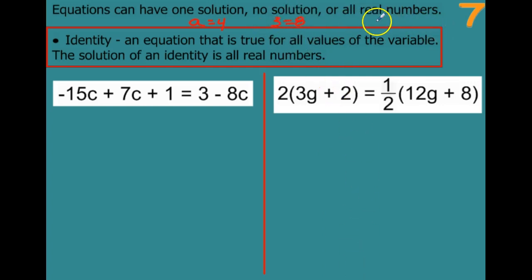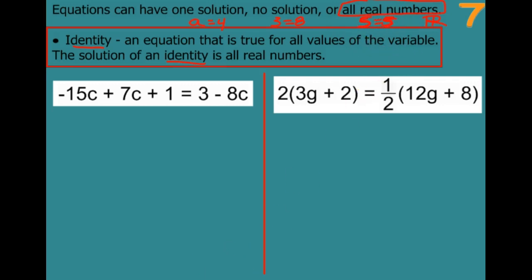Or if we solve a problem and we get exactly the same number on both sides. So if we solve and we get 5 equals 5, our answer would be all real numbers, which you can write as a double-lined R. Or we also call that an identity. An identity is an equation that is true for all values of the variable. The solution of an identity is all real numbers. Identity meaning you look in the mirror, you see the same thing. 5 looks in the mirror, it's going to see a 5. It's the same thing on both sides.